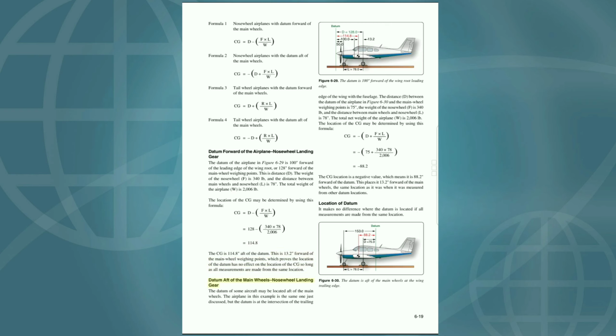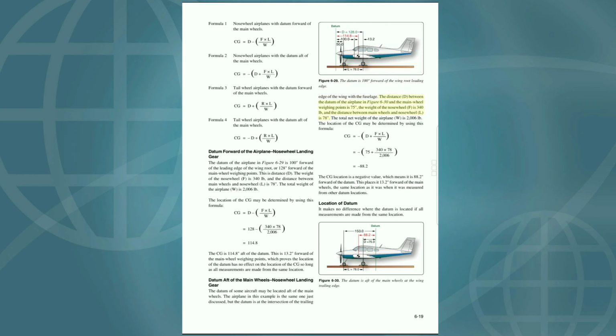Datum after the main wheels, nose wheel landing gear. The datum of some aircraft may be located after the main wheels. The airplane in this example is the same one just discussed, but the datum is at the intersection of the trailing edge of the wing with the fuselage. Datum. D equals 128.0, 114.8, 100.0, 13.2, 50.0, L equals 78.0. Figure 6-29. The datum is 100 forward of the wing root leading edge.